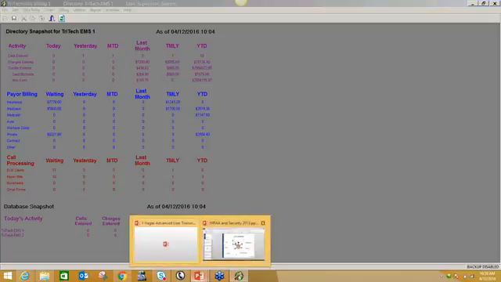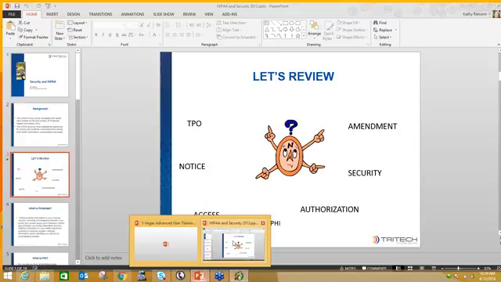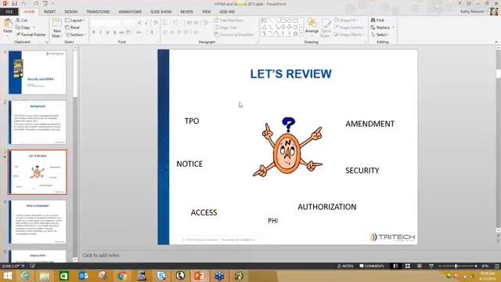Next, I would like to talk about HIPAA and do a little bit of a review. There are lots of things that go with HIPAA and lots of acronyms. We have TPO, amendment, notice, security, authorization, and PHI.